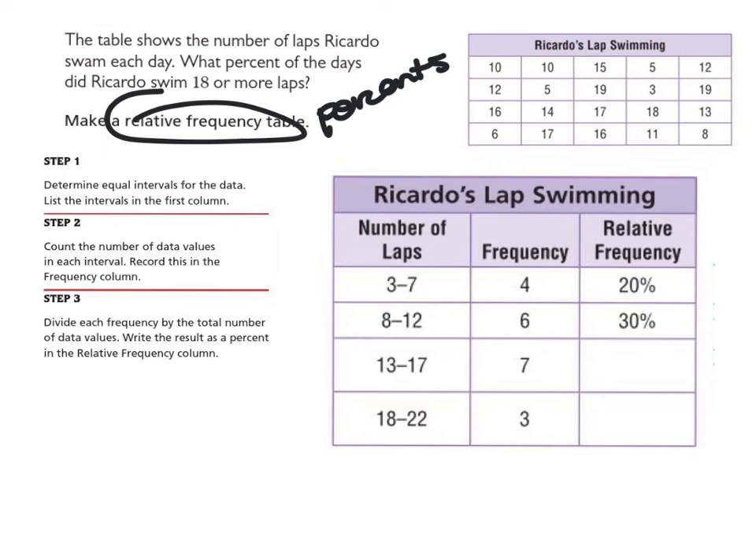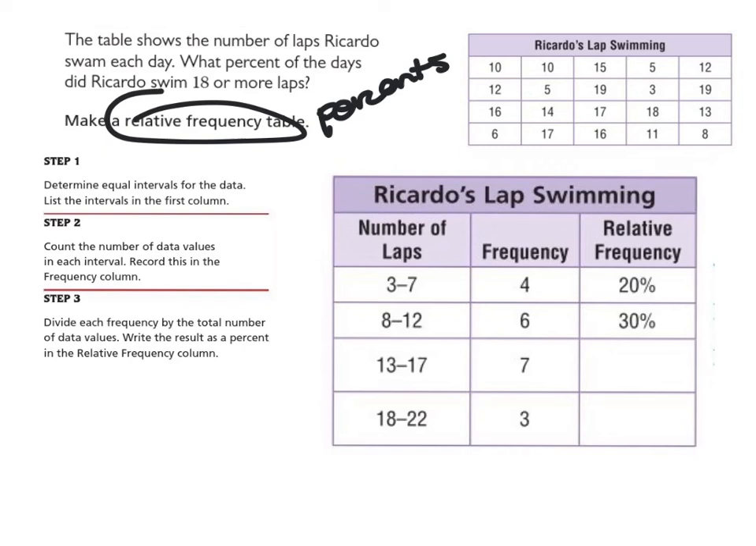So here's Ricardo's lap swimming. Here's the table with all the data. What percent of the days did Ricardo swim 18 or more laps? So, looking over here, what percentage of these days are 18 or more? Now, look down here. They have the steps listed. If you are a step 1, step 2, step 3 type of person, you can use these. If not, then you can just listen to how I'm going to explain it.